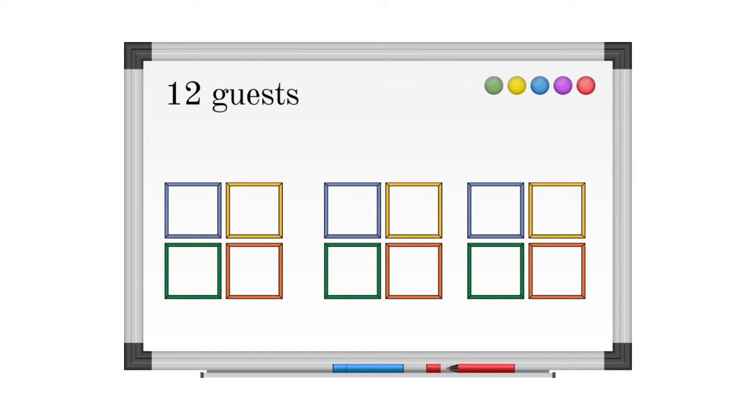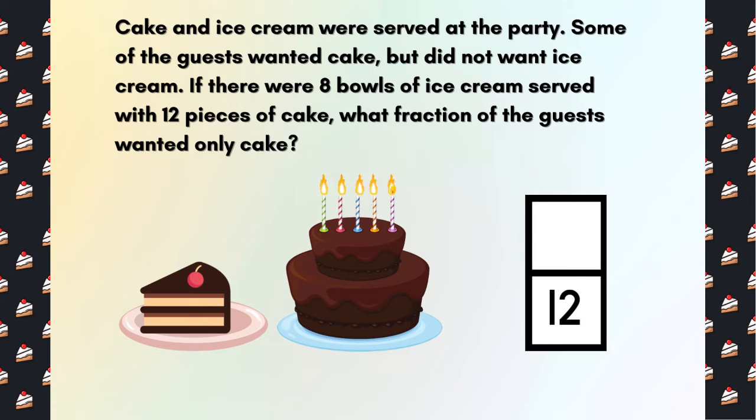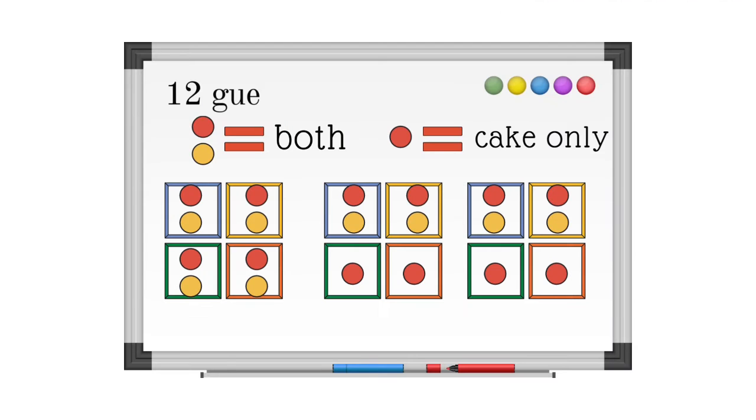As we know, 12 guests attended the party. We will use 12 squares to represent the guests. For a visual representation, we will use 2 circles for guests who wanted both cake and ice cream. 1 circle for guests who wanted cake only.